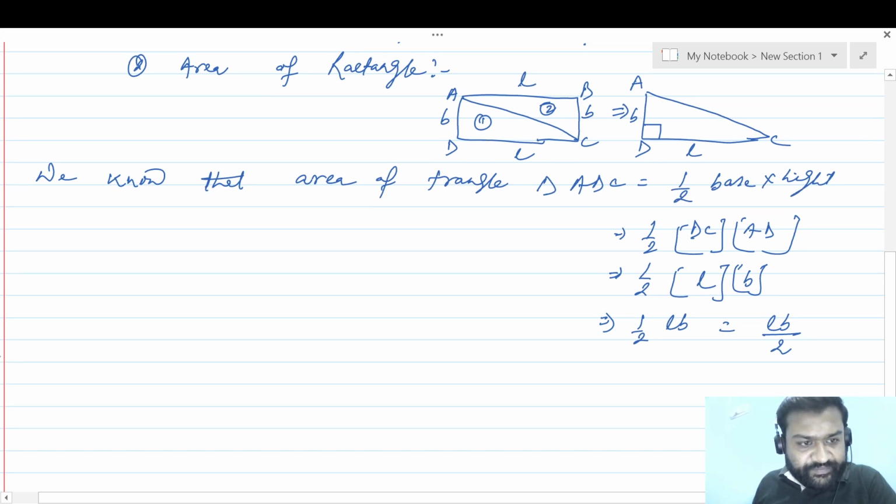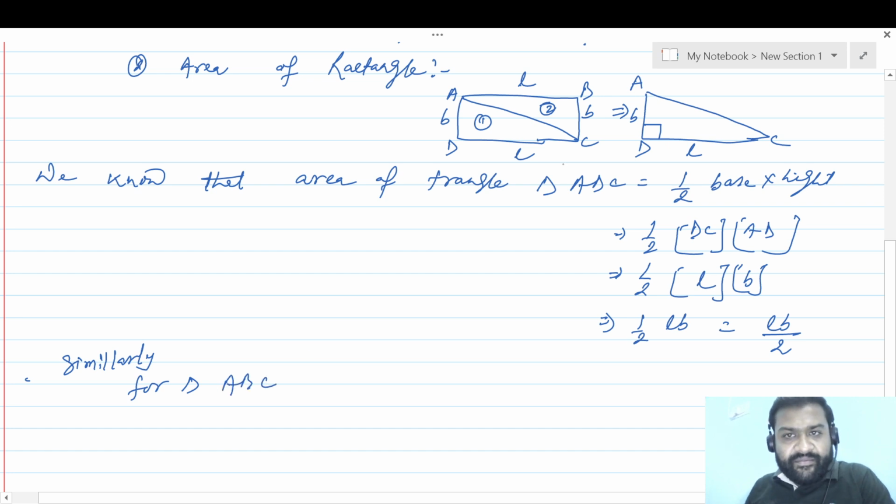Similarly, for triangle ABC, for this triangle I'm talking about. Similarly, what will be the length? The area will be 1 by 2 into length into width. The same area will be for this, and for this the area will be the same. Okay, so now total area.